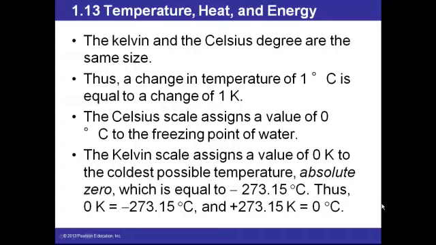So we can say 0 Kelvin equals negative 273.15 degrees Celsius, or that 273.15 Kelvin equals 0 degrees Celsius. And so this is our conversion factor that we utilize when we're converting between Celsius and Kelvin. So essentially, if we're converting Celsius degrees into Kelvin, then we just add 273.15 to that number, and we will have our temperature in Kelvin.